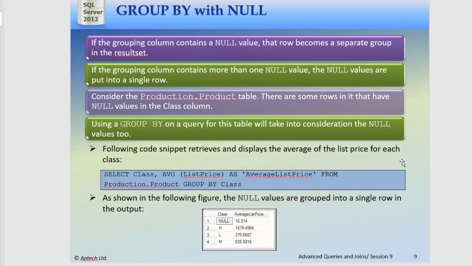The following code snippet retrieves and displays the average of the list price for each class. We have select class, then average of list price as, using an alias. Then you select the table and the schema, and we want to use the class for grouping, and that is the expected output. So very quickly, let's highlight and copy, switch over to the query window.